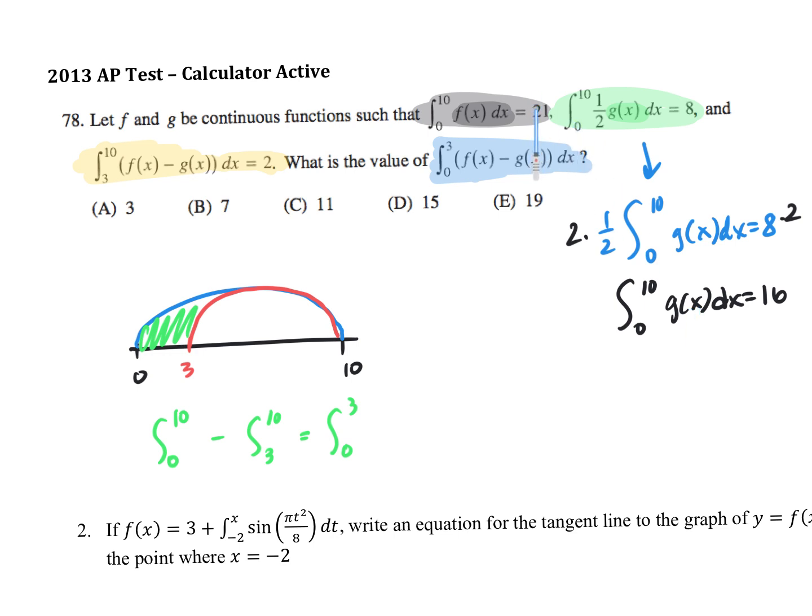We could just say, all right, 0 to 10 of F is 21. 0 to 10 of G is 16. Subtract them. 21 minus 16 gets me 5. Did they give us this info? Yeah. 3 to 10, they already put it together, of F minus G is 2. So it's 3.